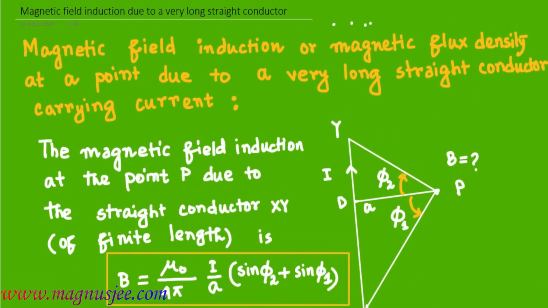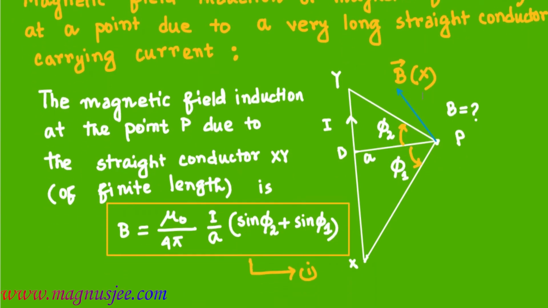So in this way, we can find the magnetic flux density at a point due to a very long straight conductor carrying current I. At the point P, the magnetic field induction will be acting inwards. If current flows in vertically upward direction through the straight conductor XY, the magnetic field induction will be acting inwards. Due to the current I, the point P exists on the right hand side, that's why the magnetic field induction acts inwards. Cross means inward direction of magnetic field induction.